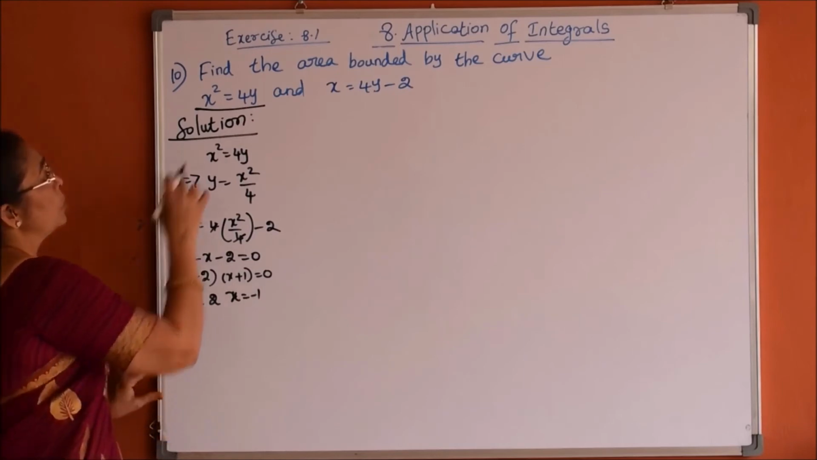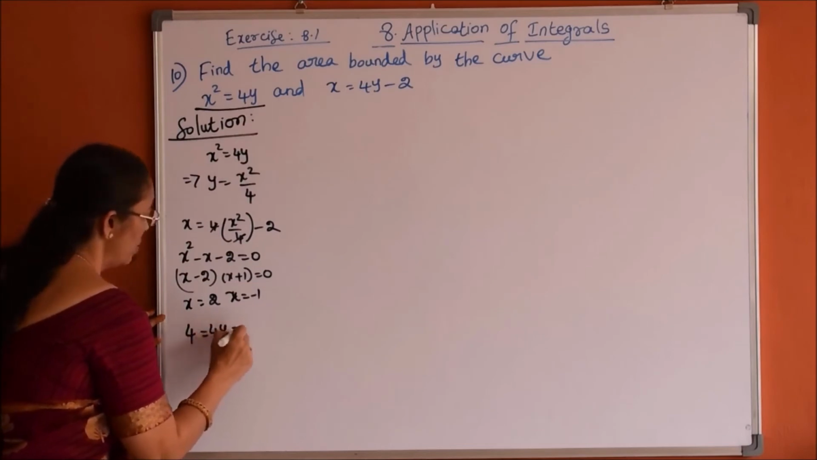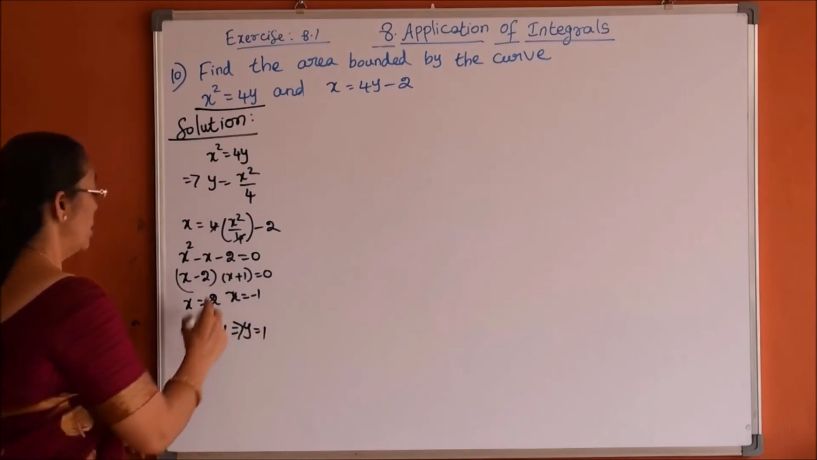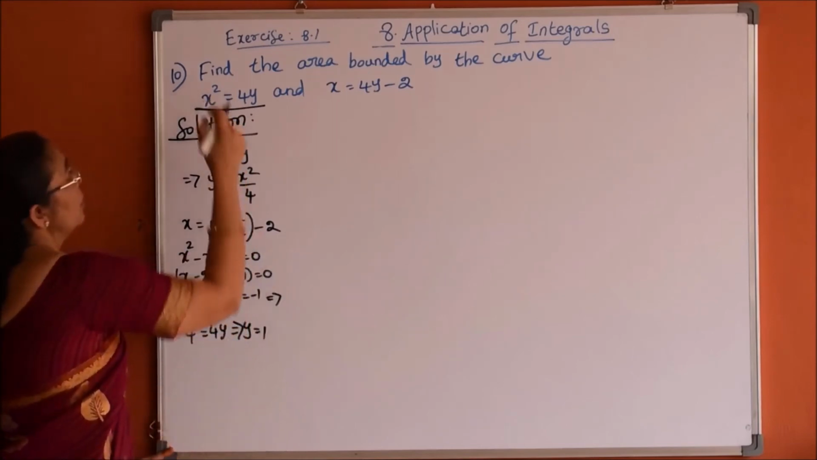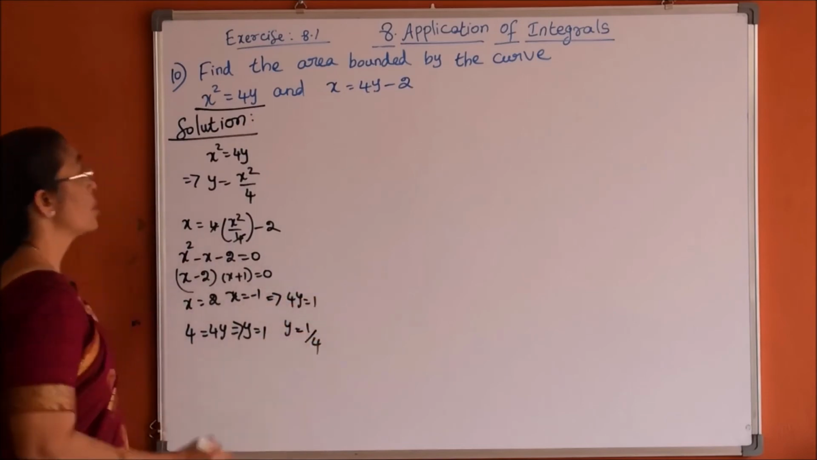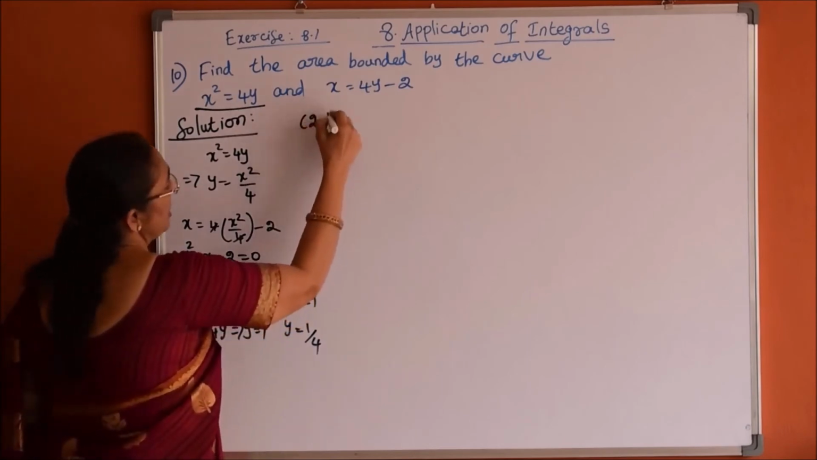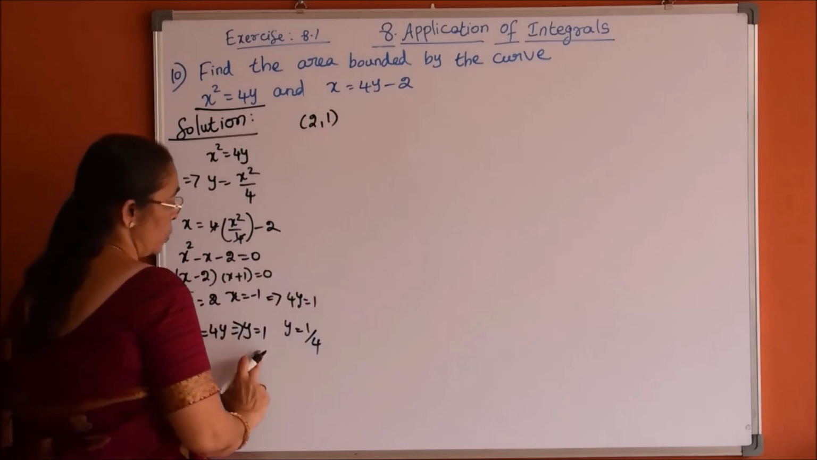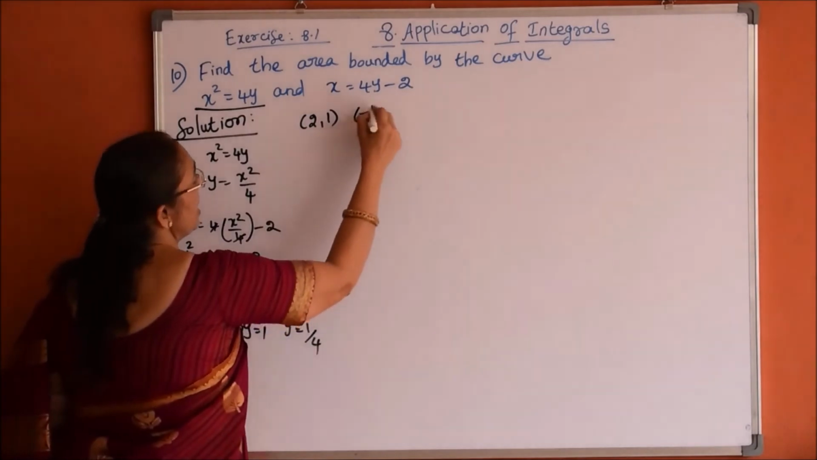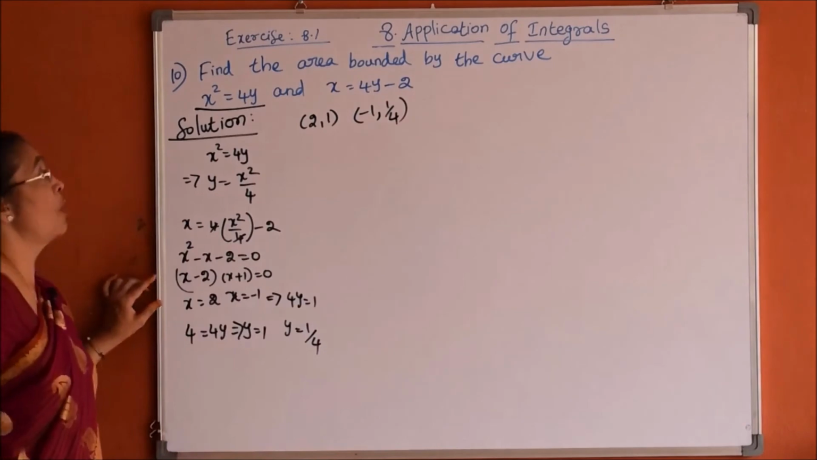When x is equal to 2, x square is 4, so 4 is equal to 4y, which implies y is equal to 1. When x is minus 1, 4y is equal to 1, y is 1 by 4. So one point of intersection is 2 comma 1, and another is minus 1 comma 1 by 4. So we got the points of intersection of these two curves.